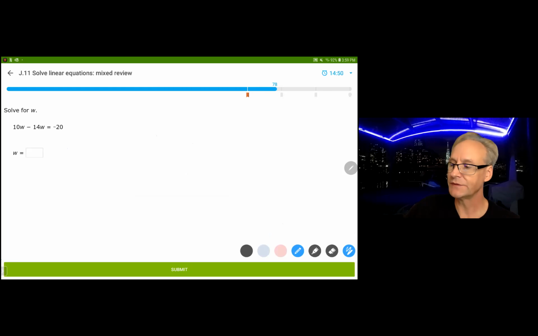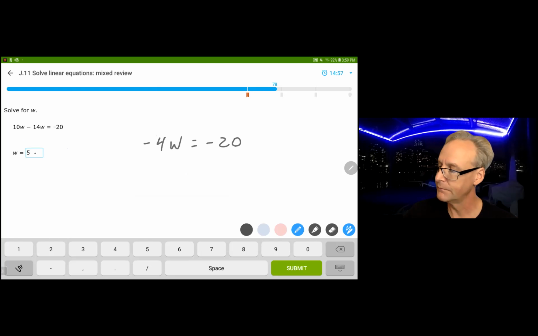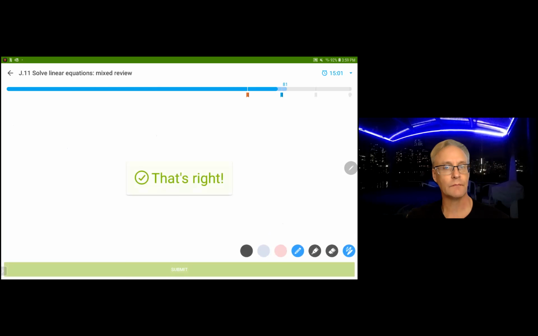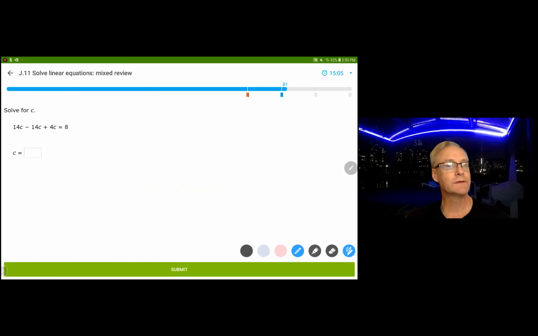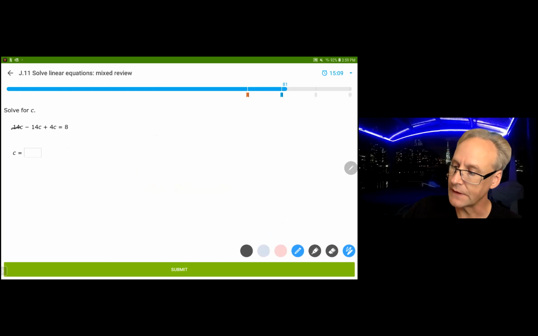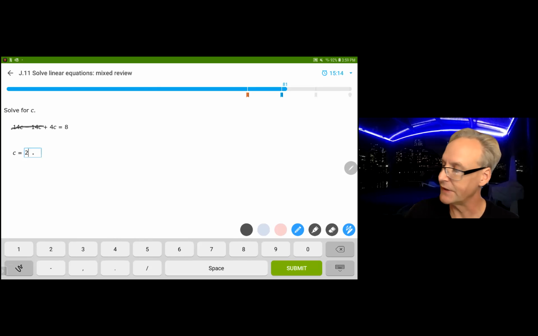Be careful. That one's going to give you negative 4w equals negative 20, so w is 5. This one is going to be 4c equals 8. These just cancel out, don't they? That's 0. So we have c equal to 2. Divide by 4 on both sides.